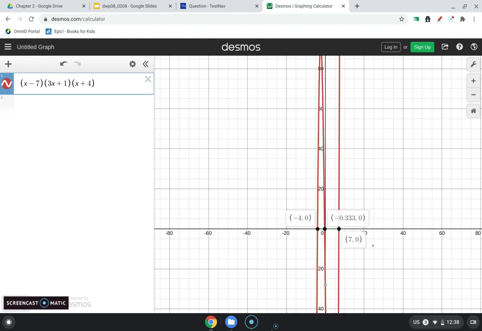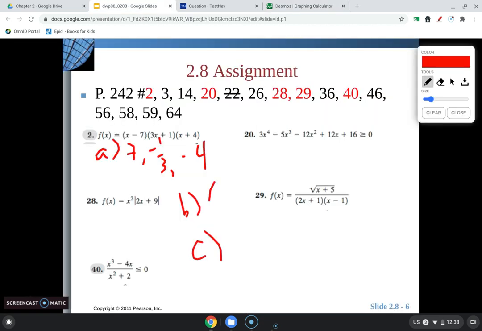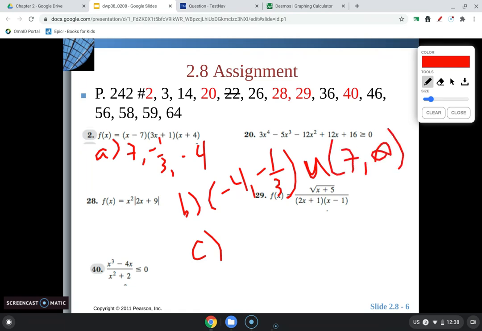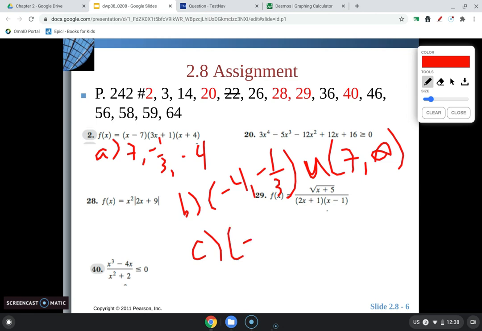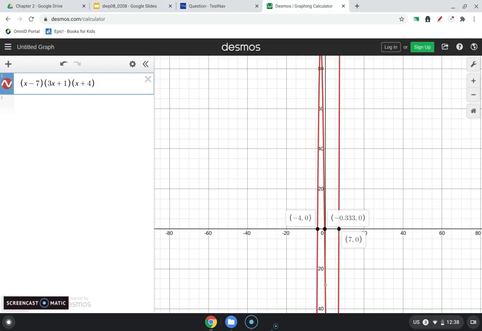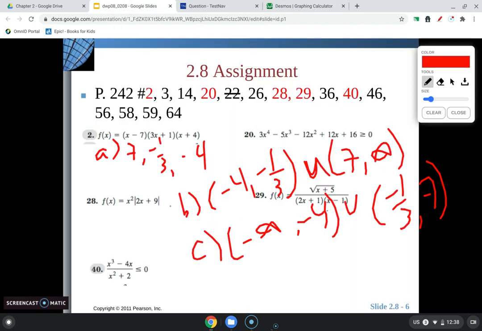It's positive between -4 and -1/3, and from 7 to infinity. So it's positive from -4 to -1/3, union 7 to infinity. And then negative would be from -infinity to -4, and from -1/3 to 7. That's where it's below the line. Use that Desmos to help you out.